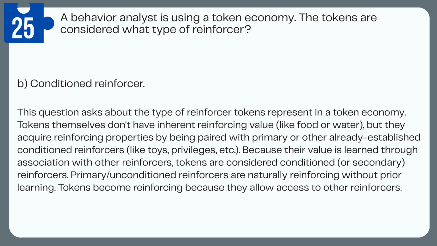Answer. B. Conditioned reinforcer. This question asks about the type of reinforcer tokens represent in a token economy. Tokens themselves don't have inherent reinforcing value, like food or water, but they acquire reinforcing properties by being paired with primary or other already established conditioned reinforcers, like toys, privileges, etc. Because their value is learned through association with other reinforcers, tokens are considered conditioned, or secondary, reinforcers. Primary/unconditioned reinforcers are naturally reinforcing without prior learning. Tokens become reinforcing because they allow access to other reinforcers.